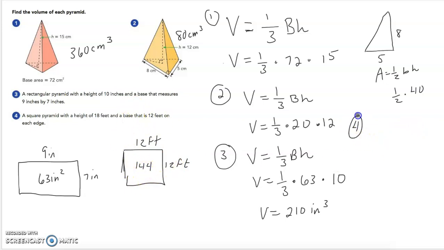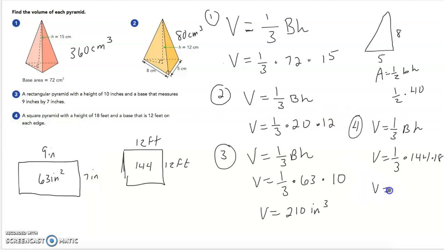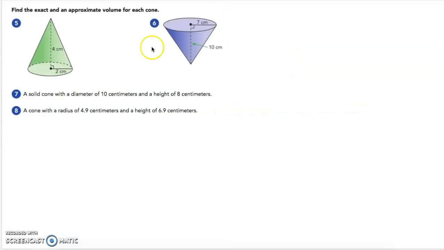So our formula, once again, volume equals 1/3 area of the base times height. Volume equals 1/3 times the area of the base, 144, times the height, which is 18. All right, so we can go ahead and do this. 1/3 times 18 is 6, and 6 times 144 is equal to 864. So the volume is equal to 864 feet cubed.